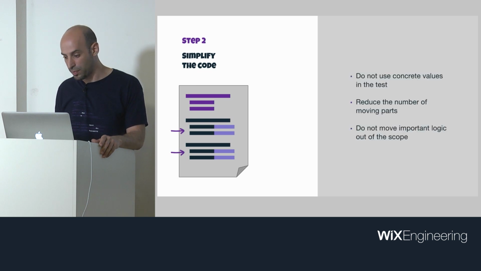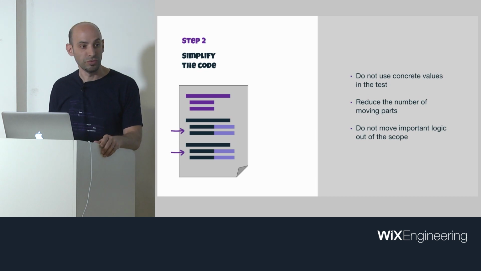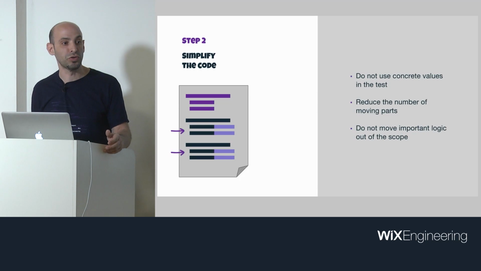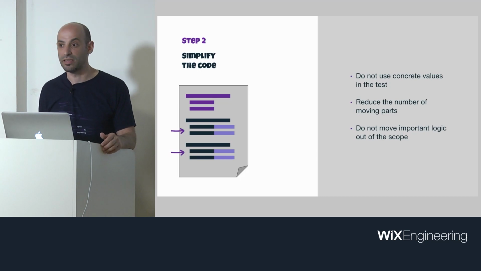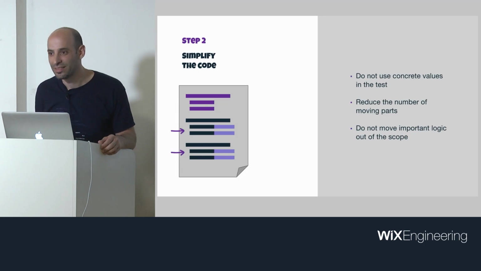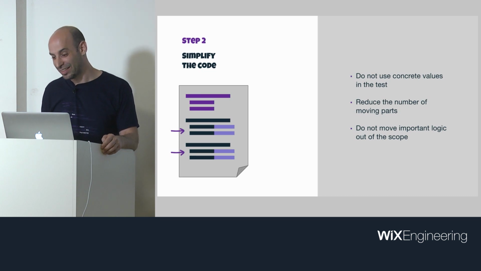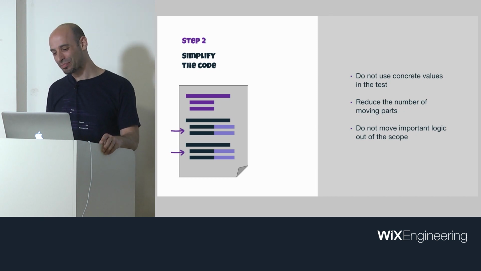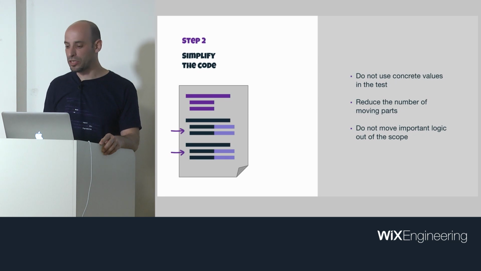The second step is to simplify the code. So first of all, do not use concrete values in the tests. I'm sorry? Dijkstra has a word for it. Naked. Naked, okay. Concrete. We don't want to be naked. You don't want to use explicit values in the test.